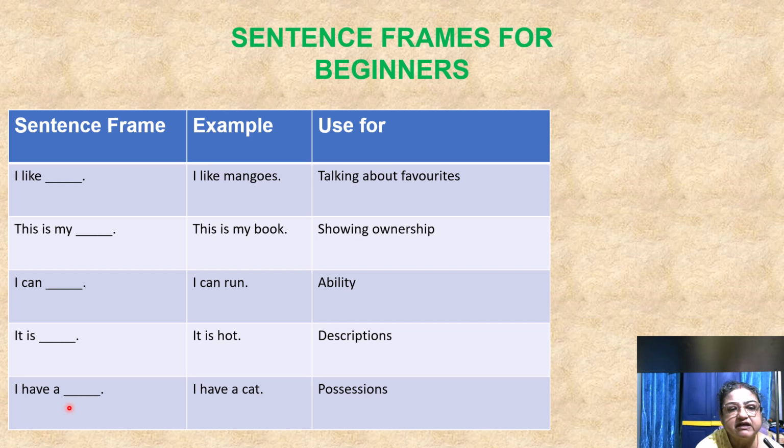I have a cat, I have a dog. So I have a, whatever you may have. I have a computer, I have a storybook. In this way you can add words and frame sentences. So I have is possessions.